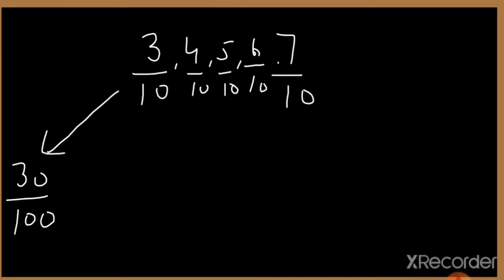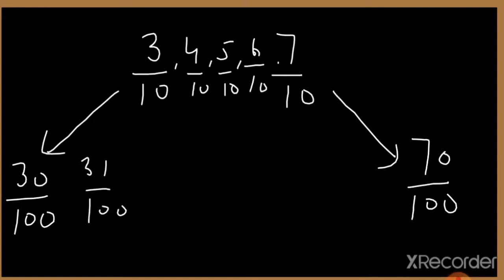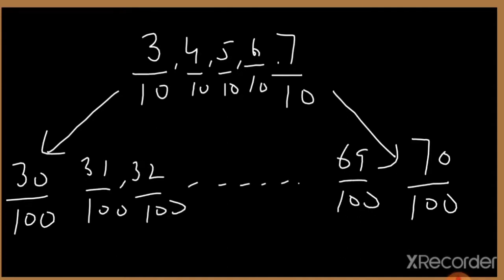Yes, because when we reduce 30 by 100, we cancel a 10, we get 3 by 10 only. Similarly, we can write 7 by 10 as 70 by 100, right? Now, how many rational numbers lie between them? We will have 31 by 100, 32 by 100, and so on up to 69 by 100. So we have so many rational numbers lying between them. Earlier we were thinking that there are only three rational numbers. Now we have seen that there are so many.